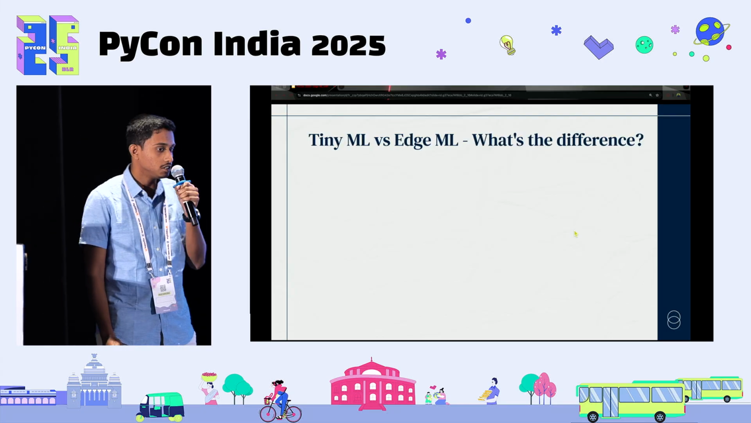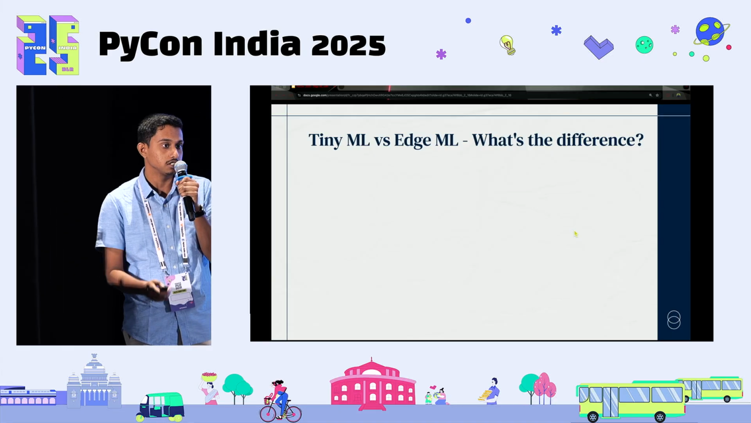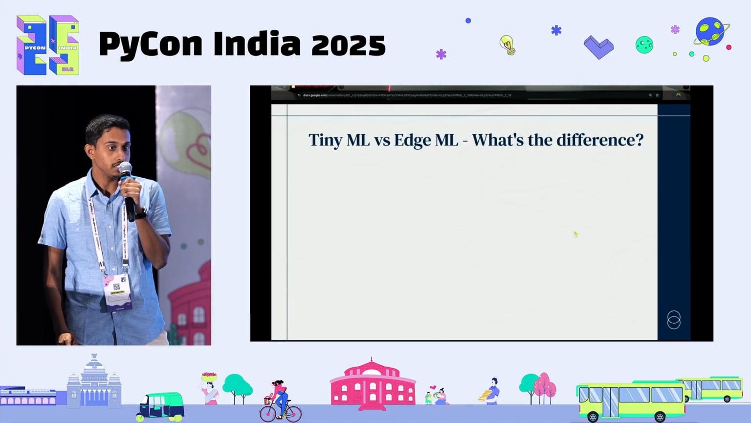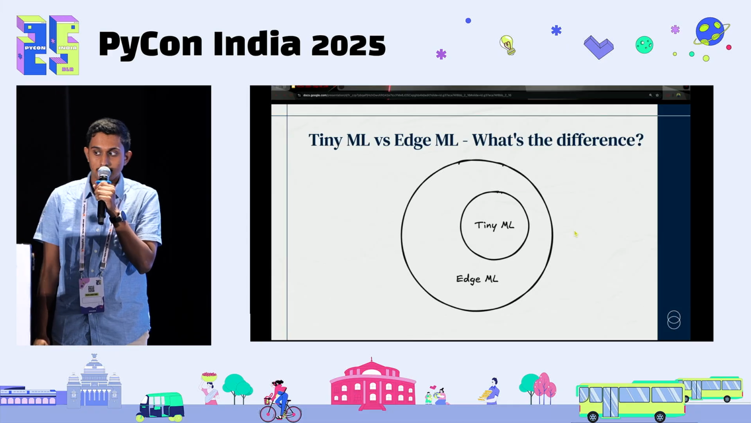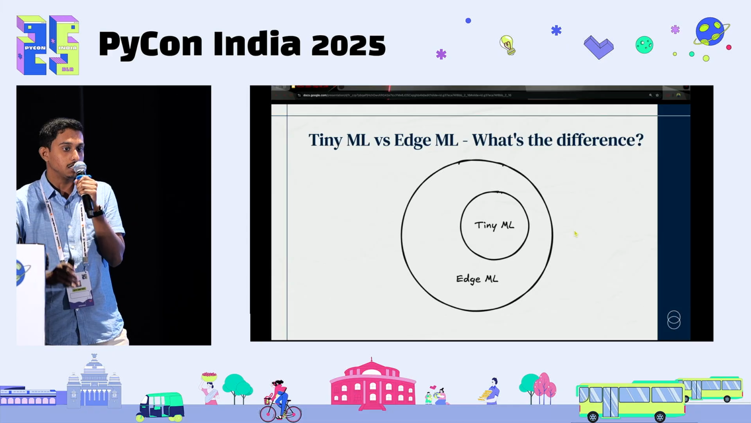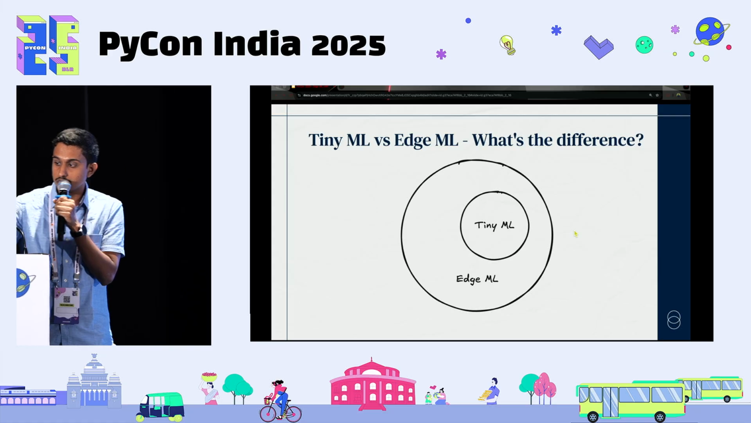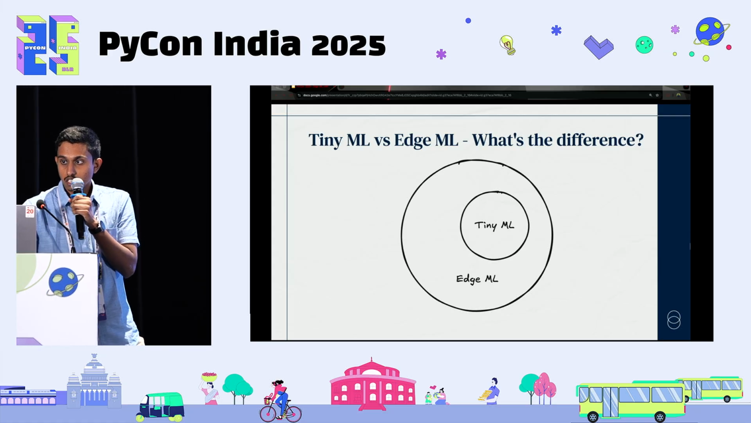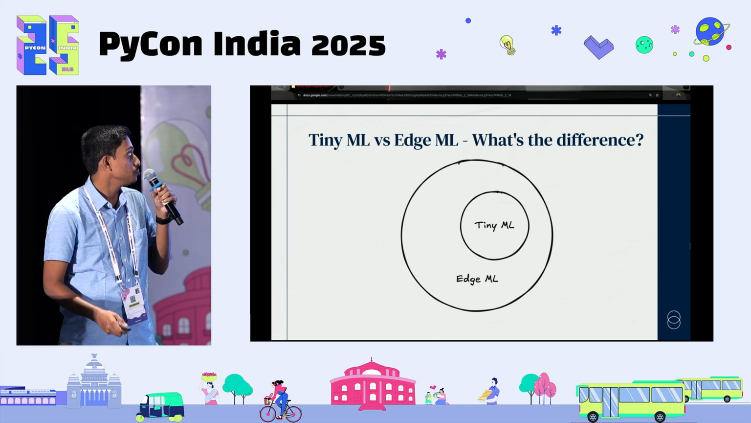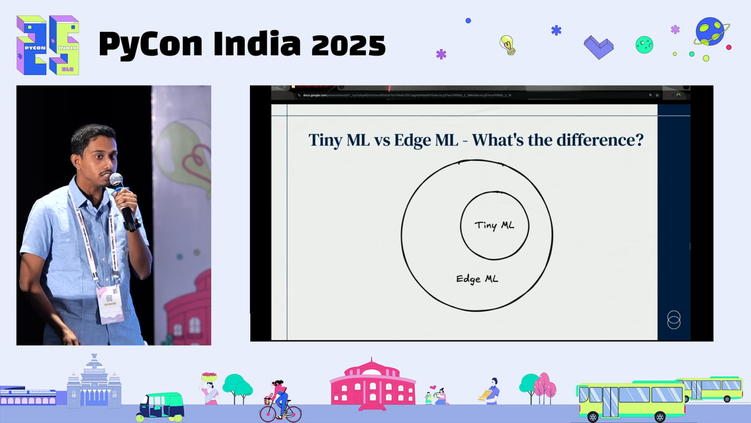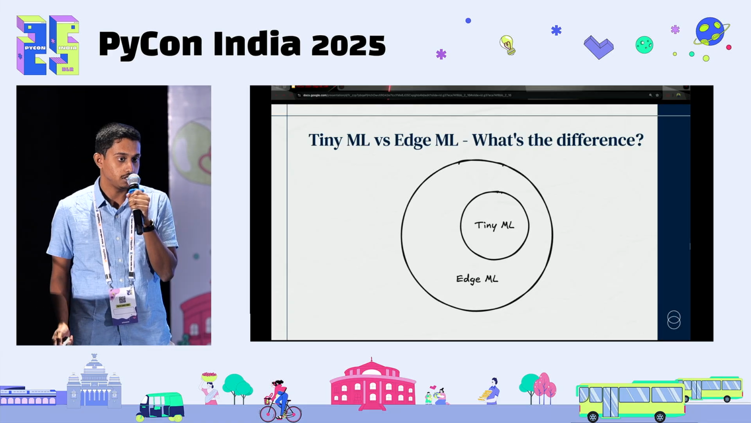So we introduced two different terms, EdgeML and TinyML. You might be wondering what's the difference between those two. Essentially, TinyML is just a subset of EdgeML, whereas TinyML is specifically focused on microcontrollers and any resource constrained devices. EdgeML can run on any of the devices that are on the edge, whether it could be a smartphone or laptop, anything that can process a ML model.